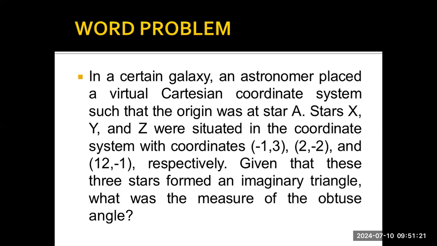Now, this is the word problem. In a certain galaxy, an astronomer placed a virtual Cartesian coordinate system such that the origin was at star A. Stars X, Y, and Z were situated in the coordinate system with coordinates (-1, +3), (+2, -2), and (+12, -1), respectively. Given that these three stars formed an imaginary triangle, what was the measure of the obtuse angle?